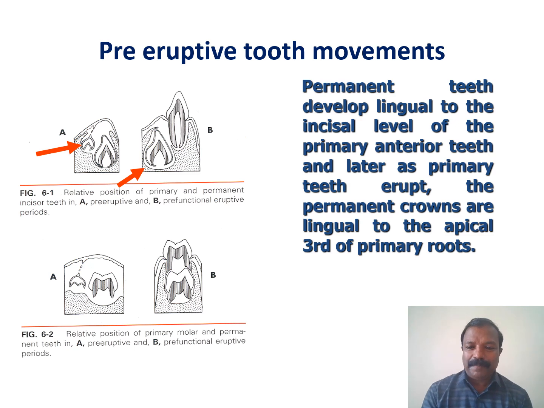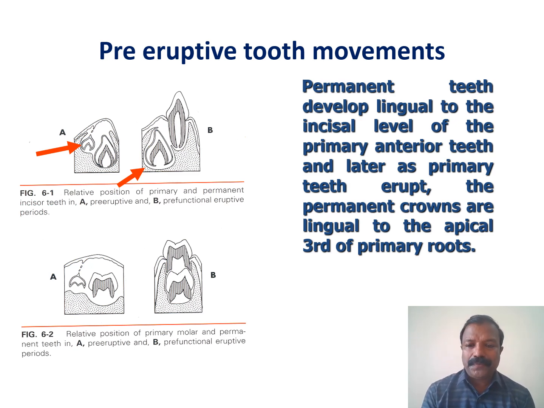So in pre-eruptive phase, initially the developing tooth germs are smaller in size. So there will be a lot of space in between. Later, as they increase in size, there exists some amount of crowding, and it has to be relieved through its movement in mesial and distal direction.